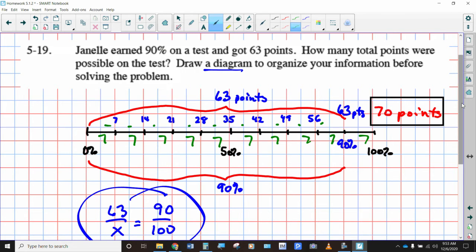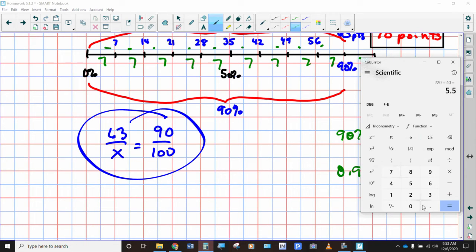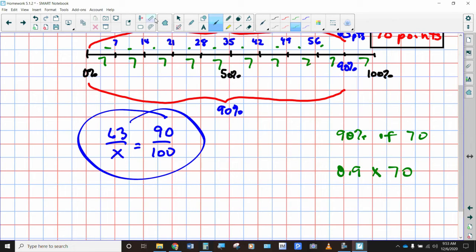So let's go ahead and see if that actually works. If you got 90% on a test that was worth 70 points, then we change that to its decimal equivalent, which is 0.9, and multiply that times 70, and I guarantee you 0.9 times 70 is going to be equal to 63, and it is. So we know that's the correct answer.